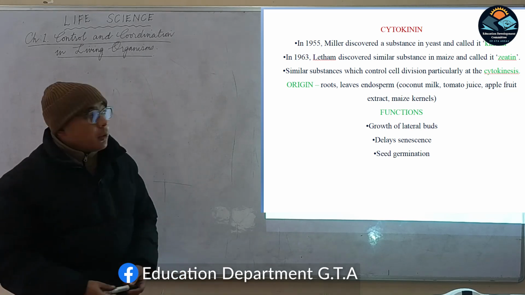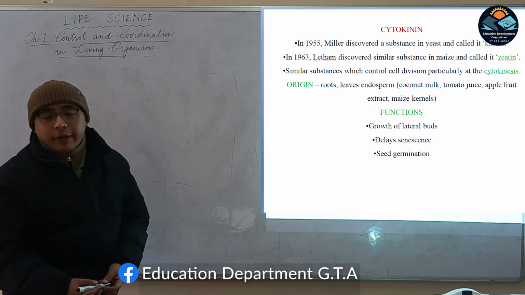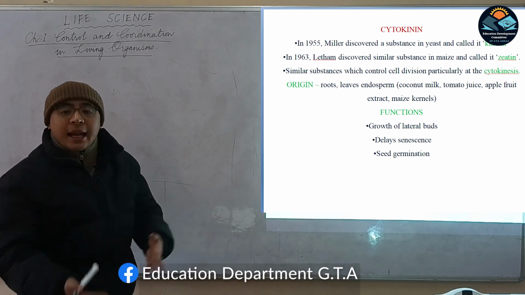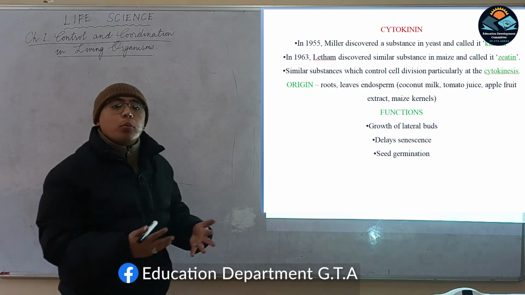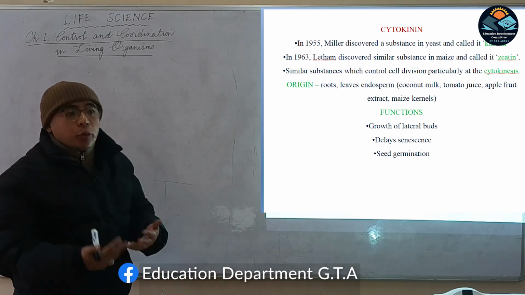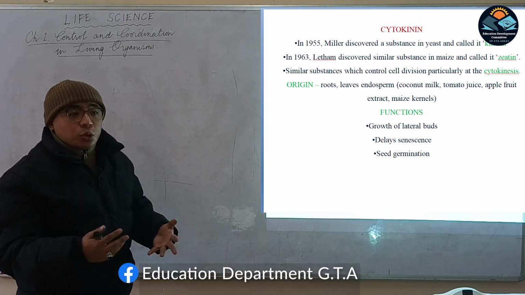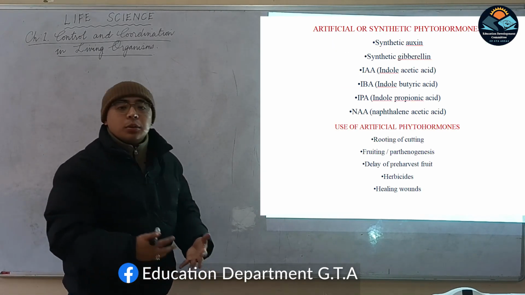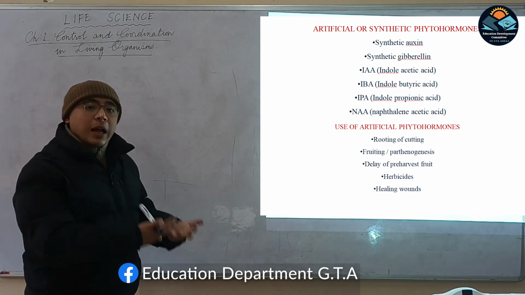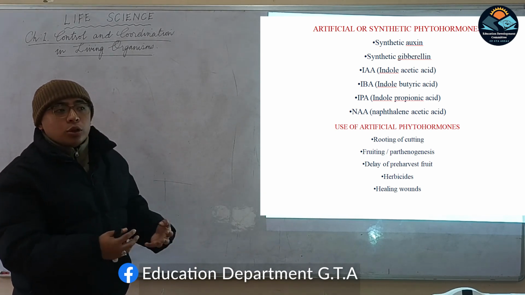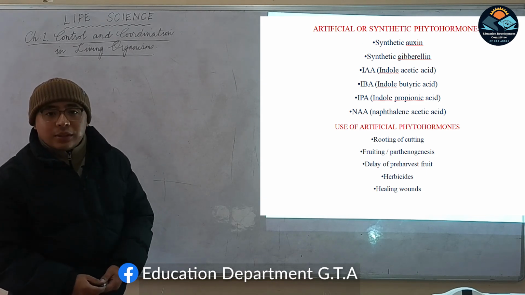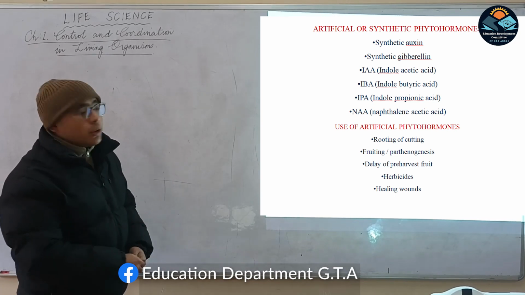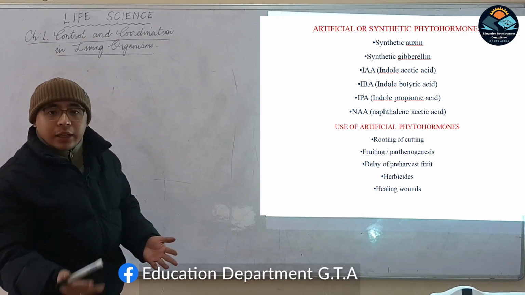Now we are going to discuss artificial or synthetic phytohormones, which means that these are made by man artificially in laboratories, and they allow us to manipulate plants to use them for our benefit, let's say commercial benefit, for the production of fruits or flowers, or using these phytohormones to induce growth in certain types of plants. So here you will see the names of different types of artificial or synthetic phytohormones.